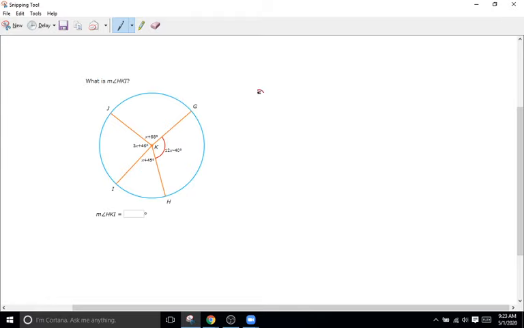So we're going to go 3x plus 46 plus x plus 88 plus 12x minus 40 plus x plus 45 equals 360. Now we're just going to combine like terms, so we'll go back here, and we have 3x plus x plus 12x plus x. So 3x plus x will be 4x.